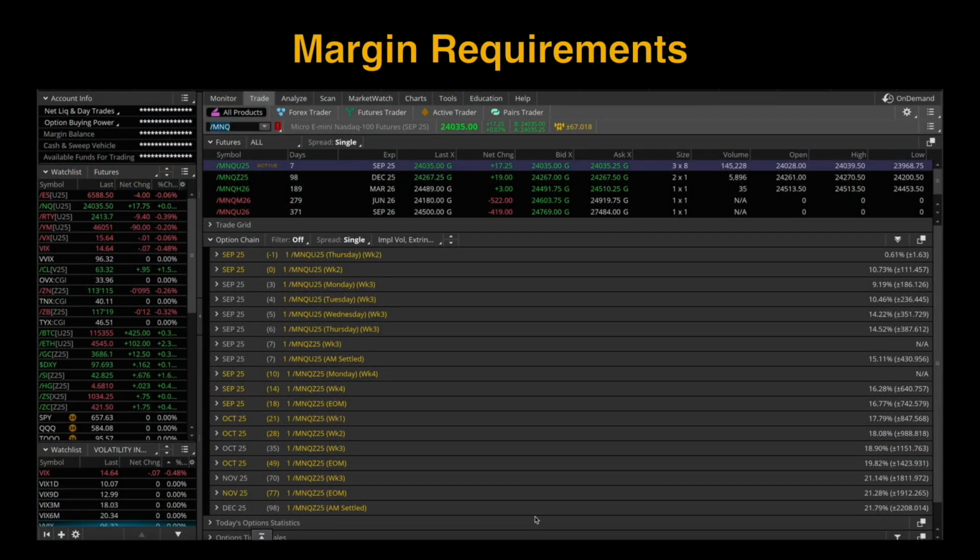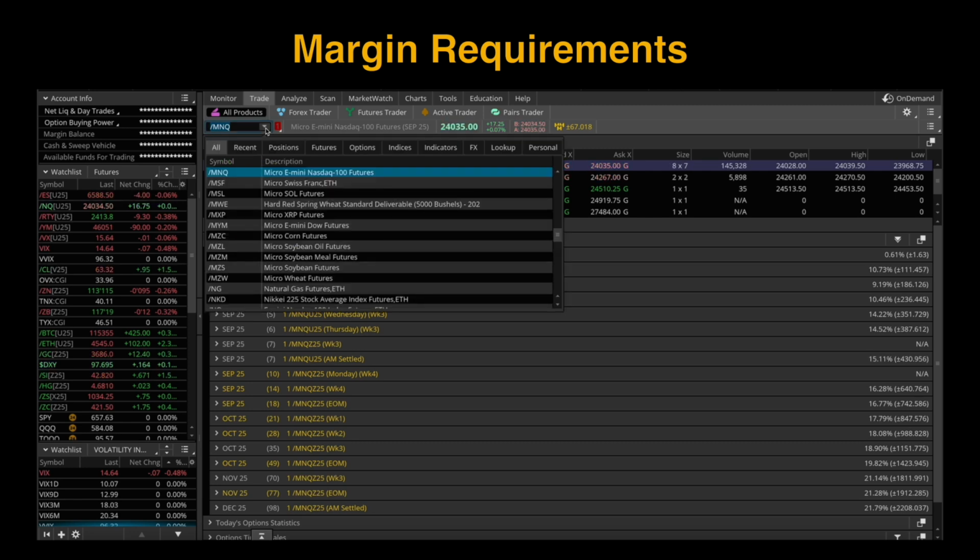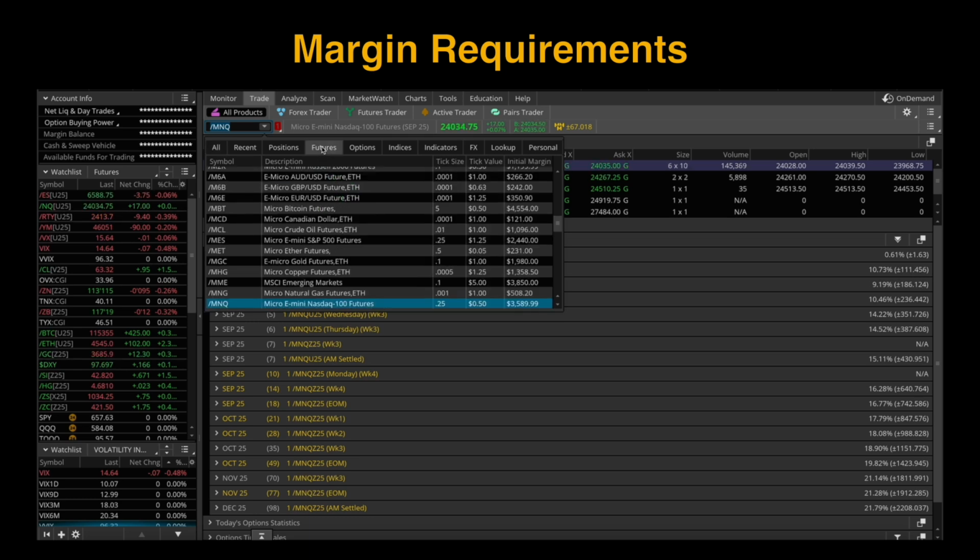Now let's hop into the thinkorswim trading platform here and see what the current margin requirements are in order to trade /MNQ. I have MNQ populated in the Trade tab, and I'm going to select the Futures tab on the drop-down menu here. And we can scroll down and see /MNQ listed with an initial margin requirement of $3,589. So if I wanted to open a position with one contract, that would be my initial margin requirement.